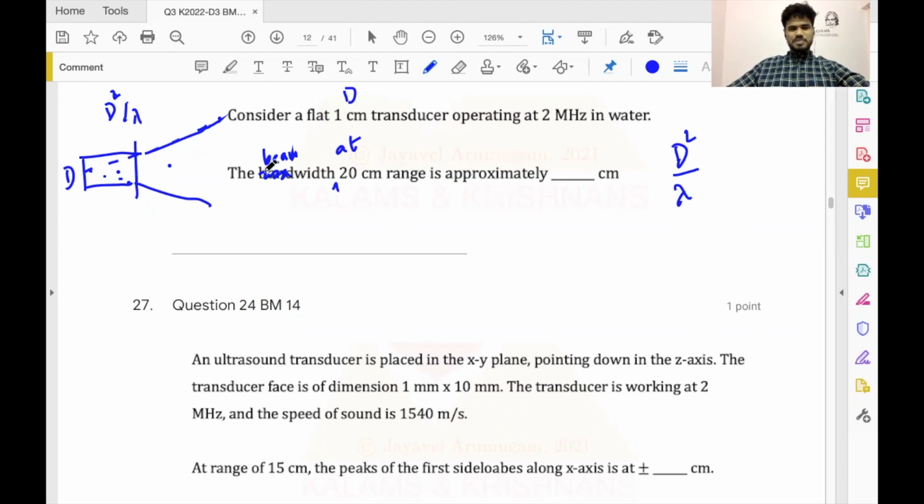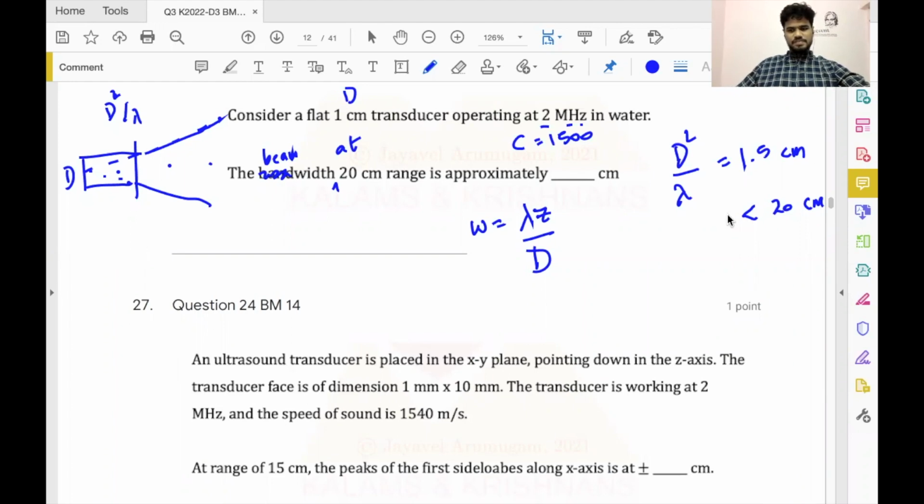We are talking about ultrasound, so C is 1500. For d squared by lambda, let's also be careful about the units. It should be 1.5 centimeters. This is less than 20 centimeters, so we are, of course, in the far field region. So we know the beam width is lambda C by D. Had it been less than 1... d squared by lambda is equal to 13.4 centimeters. Okay, let's just check that.